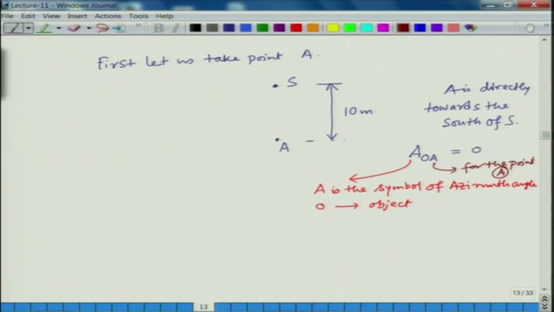Now, what would be alpha OA, which is the altitude angle of the object A? How will we get it? Okay. Now, you think of this angle, or rather this triangle.